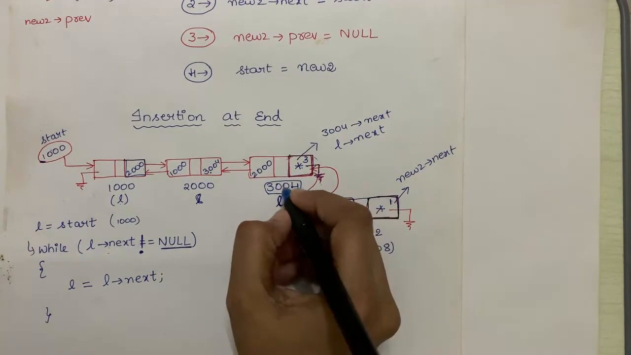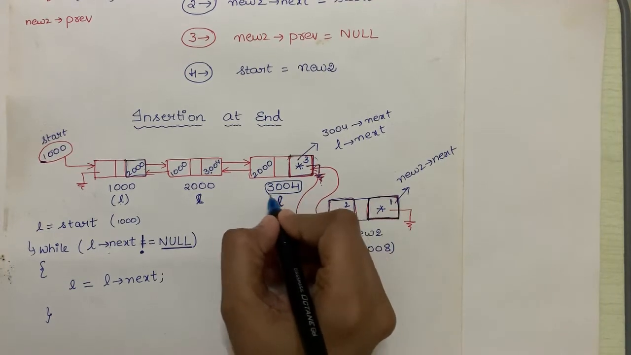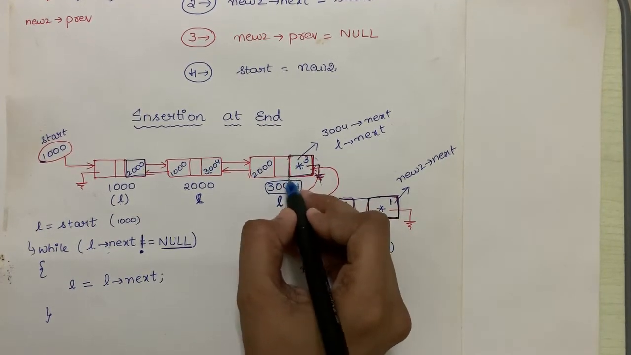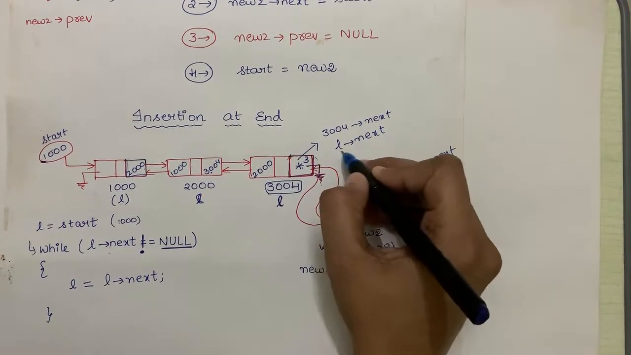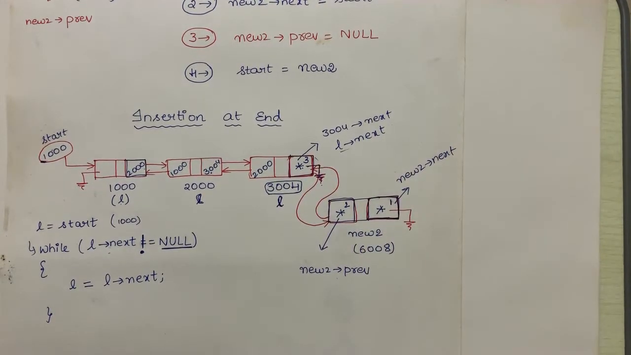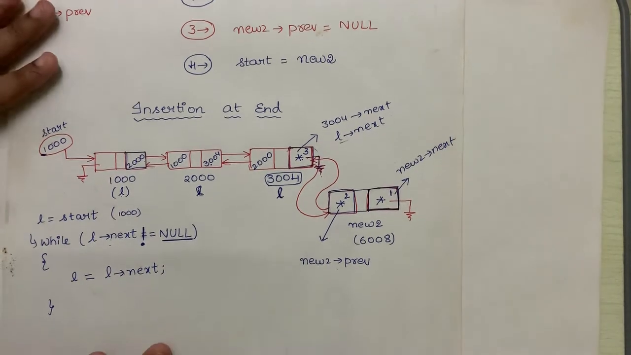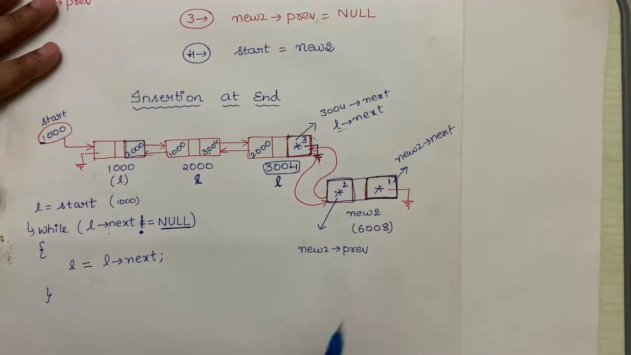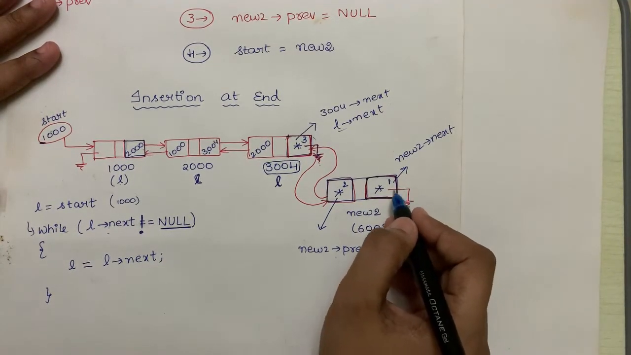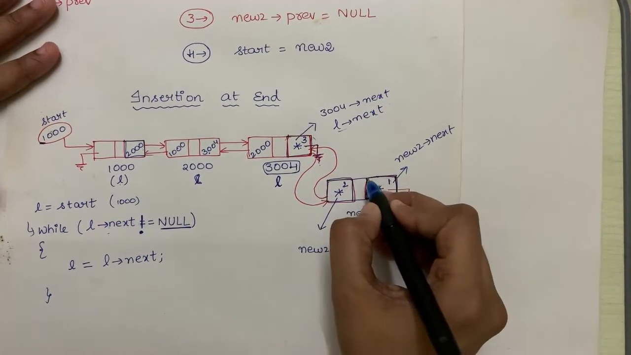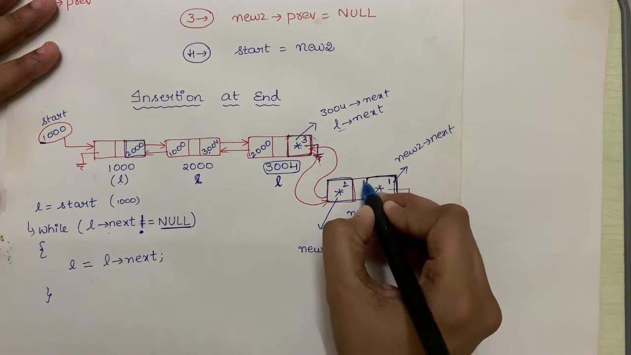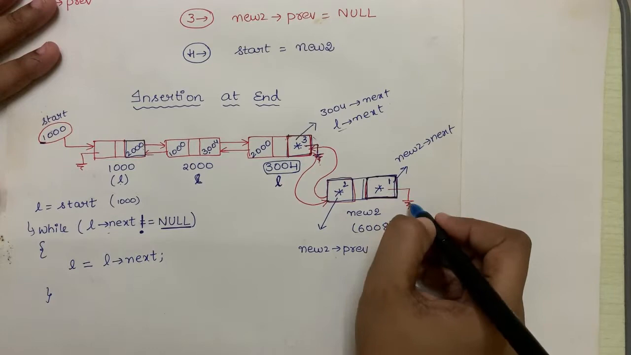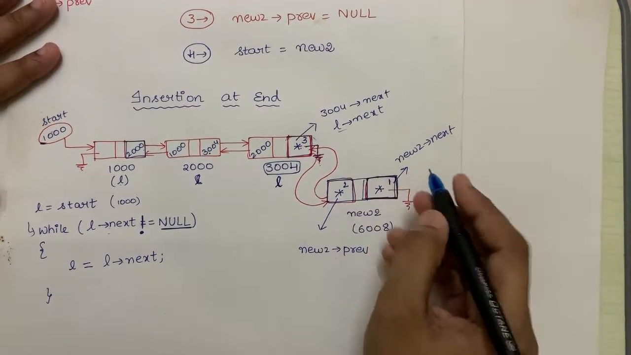Now we know the name of 3004. So the third field name will be L next. So now we are confirmed about the names of these three fields. We should start writing from right hand side to the left hand side. The first one is this field. What is the name of this field? New to next. New to next should store null because this is the last node.